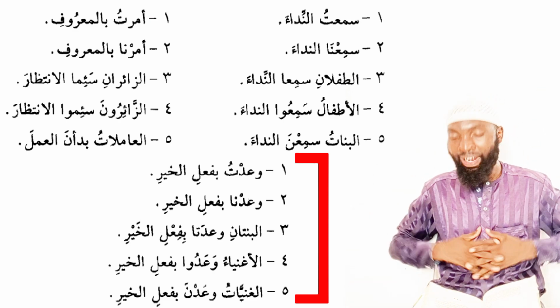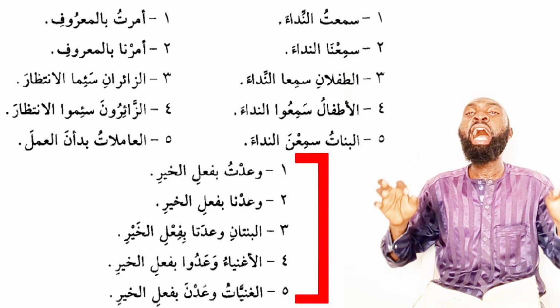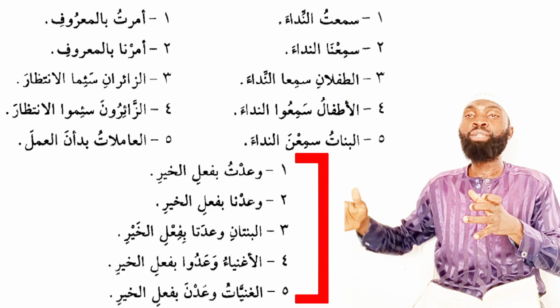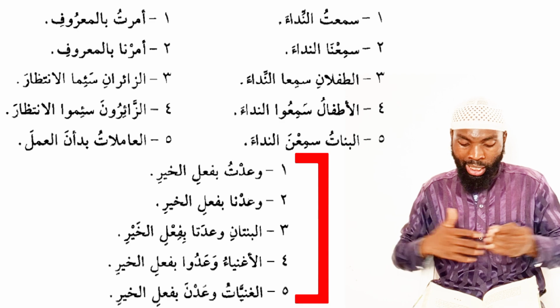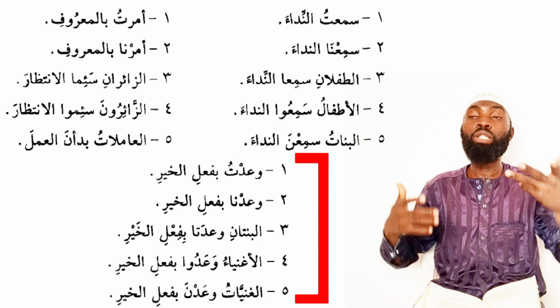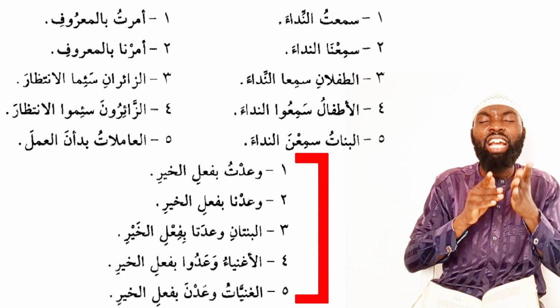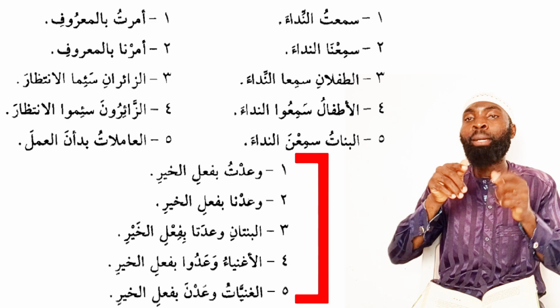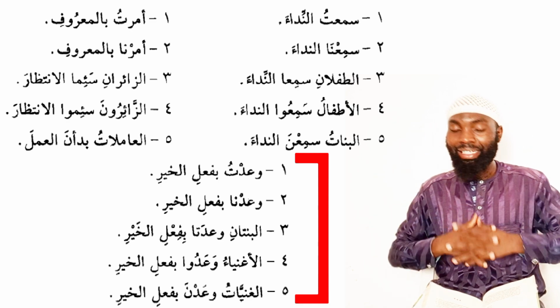And number 4, we have al-aghniya'u, the rich, the wealthy ones. Wa'adu bifa'il khayr, they promise to do good. Wa'adu, they all promise. The wa'ul jama'a is simply attached to it.